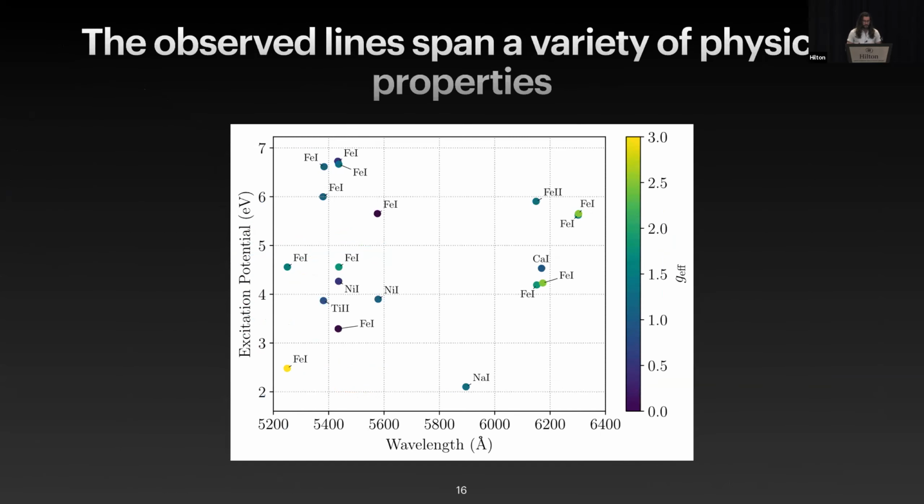And those 24 or so solar lines probe a variety of wavelengths. So we span a good chunk of the optical, but they also have different excitation potentials and Landé g factors. And as we've seen in previous talks, lines with different parameters are probing different layers in the solar atmosphere and produce or probe different velocity fields, produce different noise signatures or signals, depending on how you look at it.